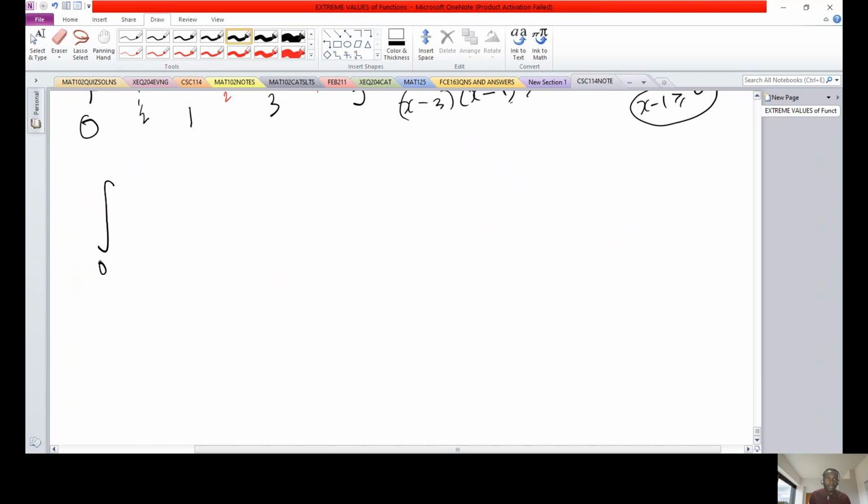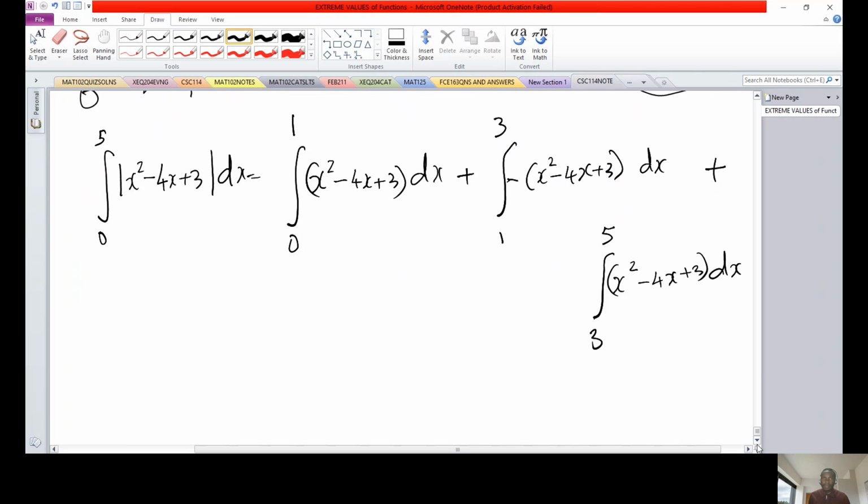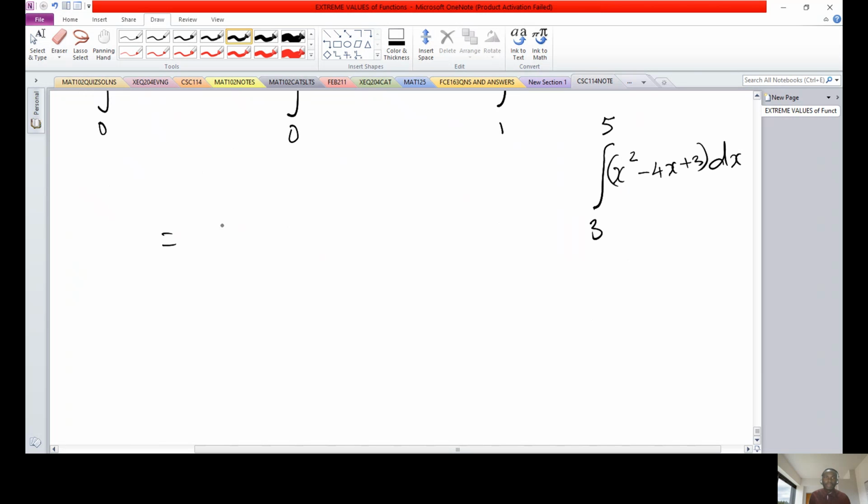the integral from 0 to 5 of the absolute value of x squared minus 4x plus 3 dx will be given by, from 0 to 1, which is defined by the formula x squared minus 4x plus 3, and then plus, from 1 to 3, defined by the negative of the formula, so negative x squared minus 4x plus 3, and then plus, from 3 to 5, satisfying the first formula, x squared minus 4x plus 3 dx.